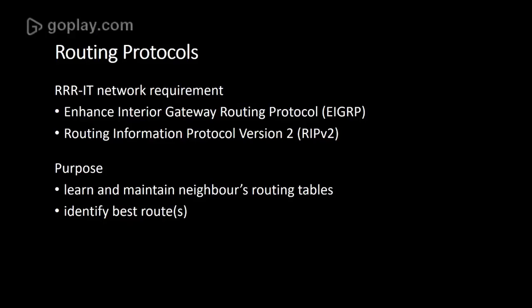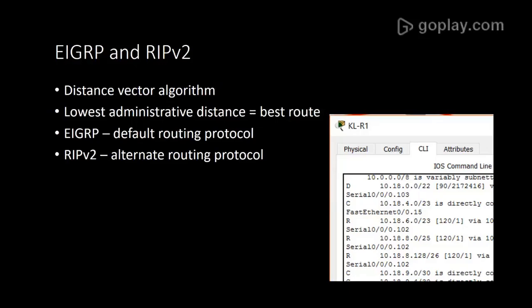As per the requirement of RRR-IT company network, Enhanced Interior Gateway Routing Protocol (EIGRP) and Routing Information Protocol version 2 (RIPv2) are implemented. The purpose of implementing EIGRP and RIPv2 on a router is to learn and maintain its neighbor routing tables and in identifying the best route. EIGRP and RIPv2 both use distance vector algorithm to identify the best route. The route with the lowest administrative distance will be the best route.